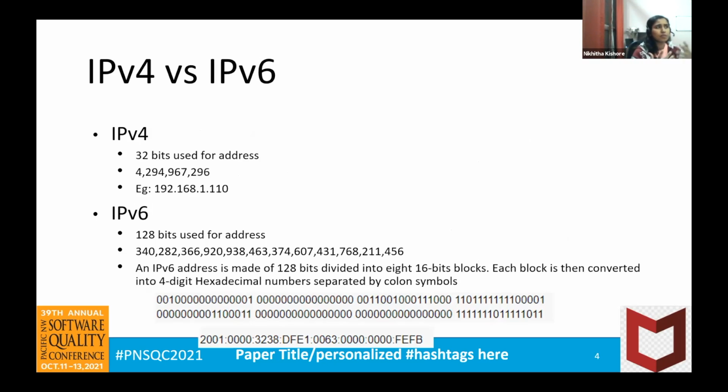We'll just see a difference between IPv4 and IPv6. So as we see the IPv4, as I told, it's a 32-bit address space. And this is commonly how an IPv4 address looks like. And in the case of IPv6, since we have a 128-bit address, usually what we do is we divide the 128 bits into 8 16-bit blocks.